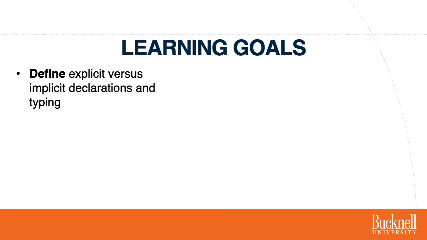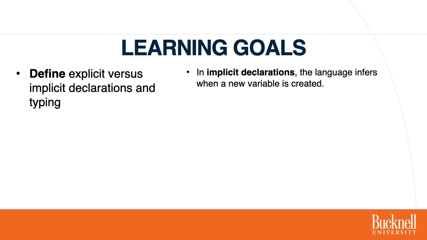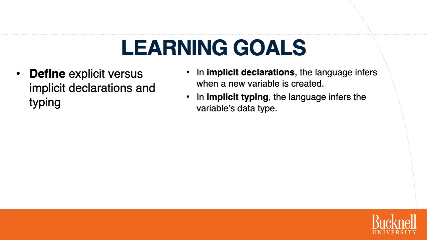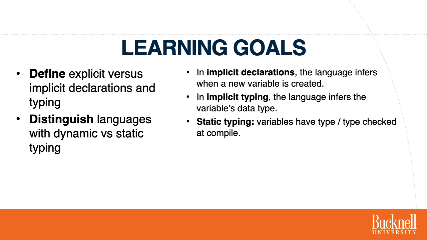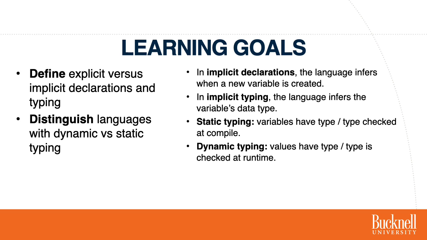So to sum up, we learned to define explicit versus implicit declarations in typing. In implicit declarations, the language infers when a new variable is created. In implicit typing, the language infers the variable's data type. We learned to distinguish languages with dynamic versus static typing. Static typing, variables have type, and type is checked at compile. Dynamic typing, values have type, and the type is checked at runtime.